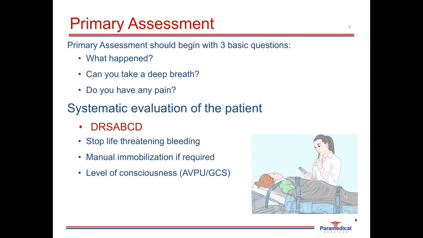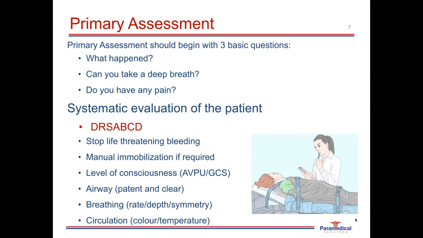Assess the patient's level of consciousness using the AVPU score and the GCS. Then assess the airway, breathing, and circulation. In the event of a resus situation, D would stand for defibrillation, but in any other assessment, D can also be interchanged with deformity. So looking over the body, checking for any deformity or injury.